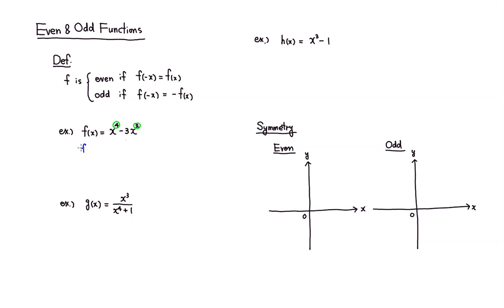So let's compute f of negative x. Using the function notation, every time you see x, we replace x by negative x. Negative x to the fourth power, then minus 3 times negative x squared. Negative 1 to the fourth power is 1, so this is exactly the same thing as x to the fourth power minus 3. Negative x squared would be just x squared.